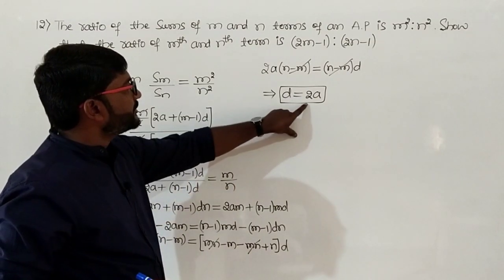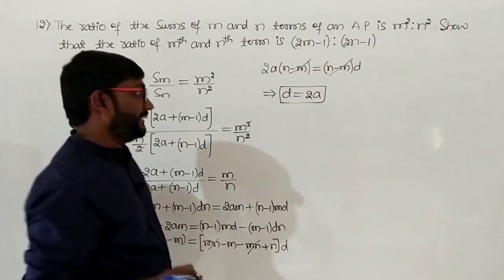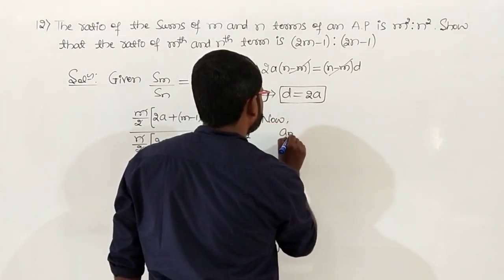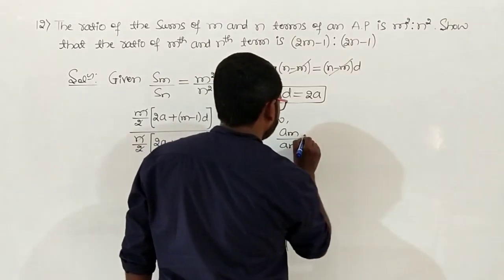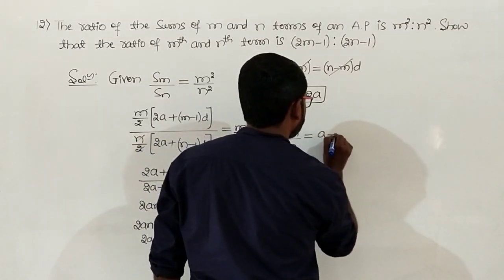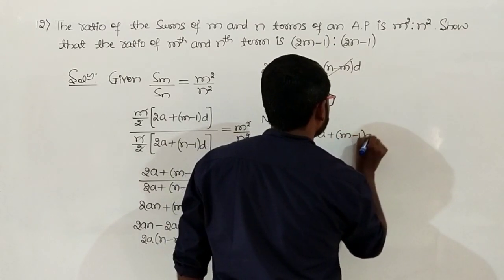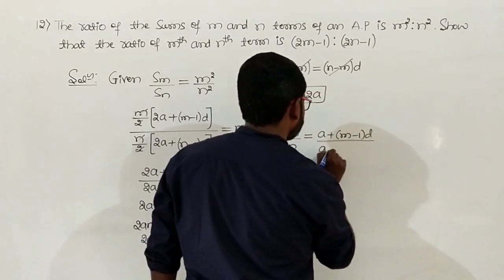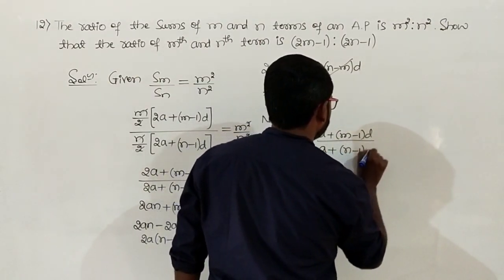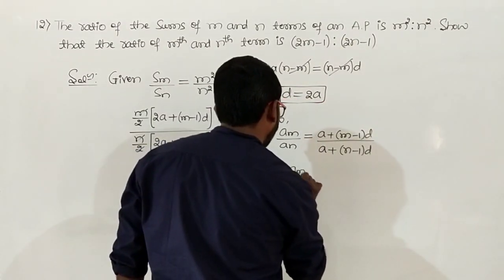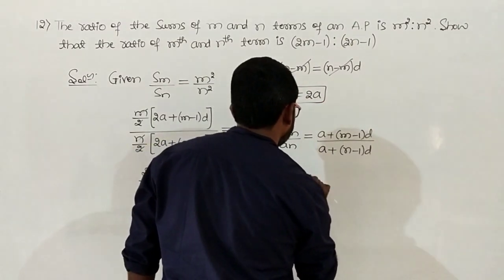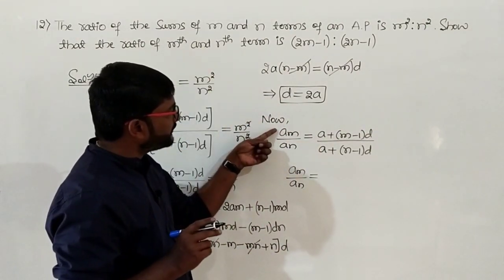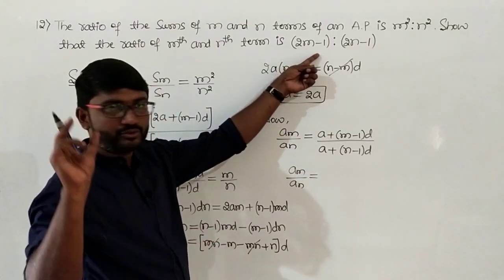Now we will have to take the ratio of their mth term and the nth term. So now am by an, which is equals to, am is nothing but a plus m minus 1 into d divided by, so an is nothing but a plus n minus 1 into d. So am by an. ಯಾಕೆ ತೊಗೊಂಡು ಬರ್ತಾಗಿದ್ರಿ? ಬಿಕಾಸ್ ವಿ ಹ್ಯಾವ್ ಟು ಶೋ ದ್ಯಾಟ್ ದ ರೇಷಿಯೋ ಆಫ್ mth term and the nth term as 2m minus 1 is to 2n minus 1.